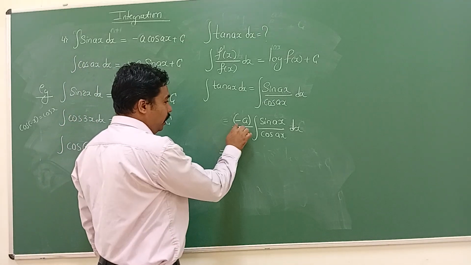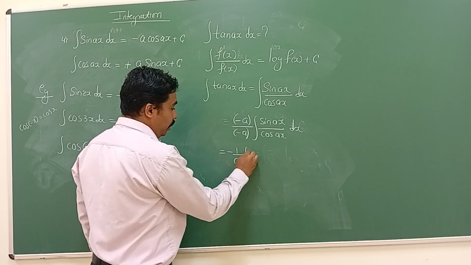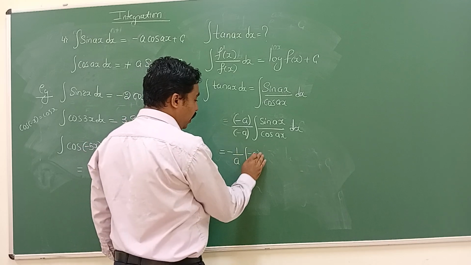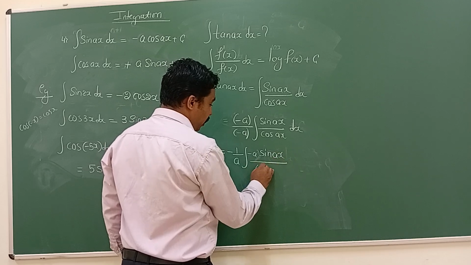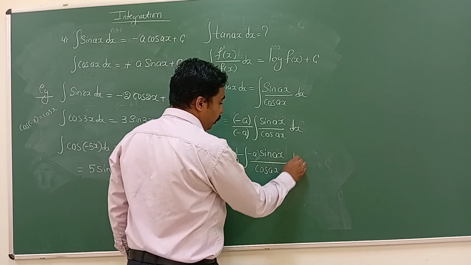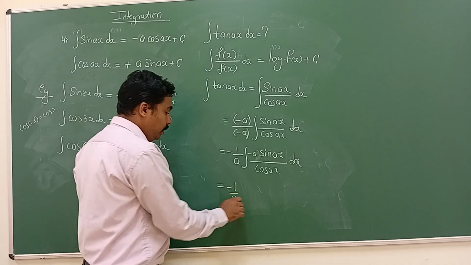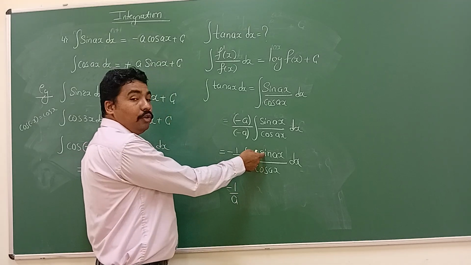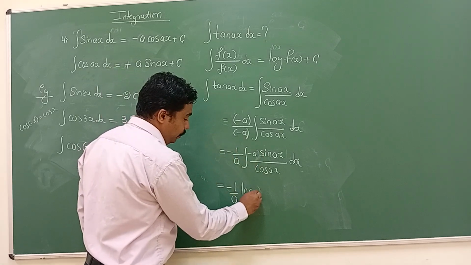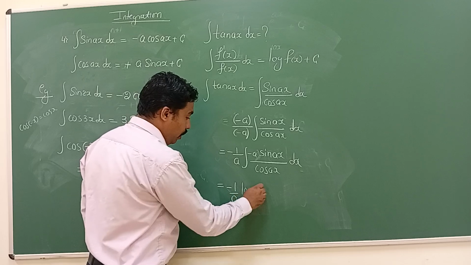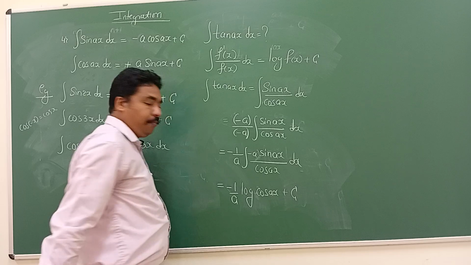Now, if I rewrite this inside, it becomes minus 1 by a integral of minus a sin ax divided by cos ax into dx. Now you see here, this minus 1 by a as it is, its derivative we had in the numerator. Therefore the answer is what? Log of denominator. Log of cos ax plus c.